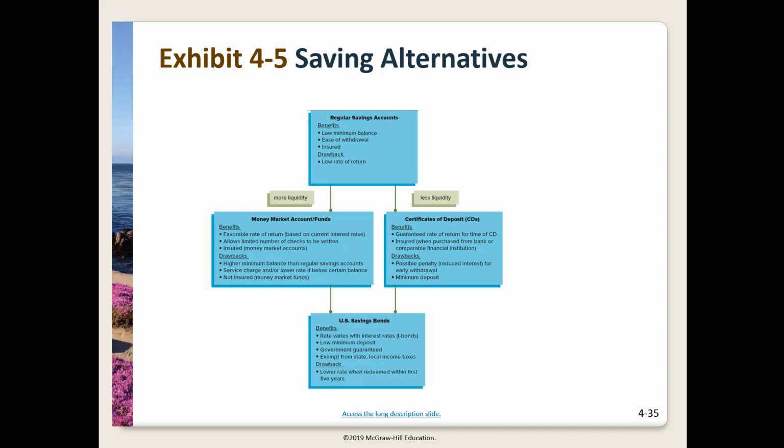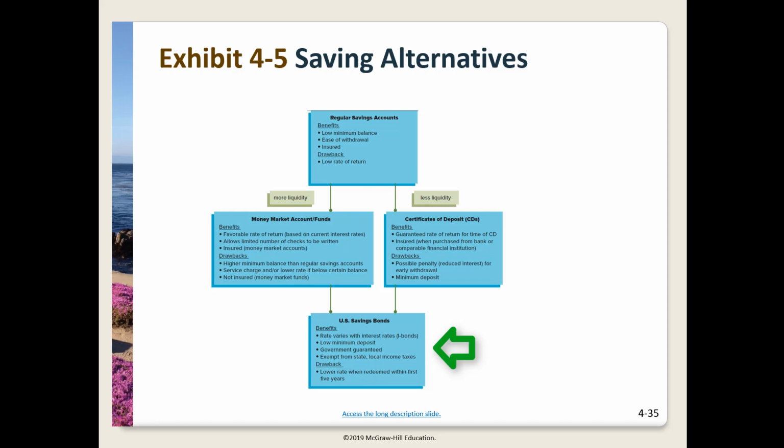Money market accounts and funds offer favorable rates and frequently allow a minimum number of checks to be written, but they require a higher minimum balance than regular savings accounts and charge a fee if the balance drops too low, and the funds are not insured. And finally, U.S. savings bonds, I-bonds. The rate varies with inflation.